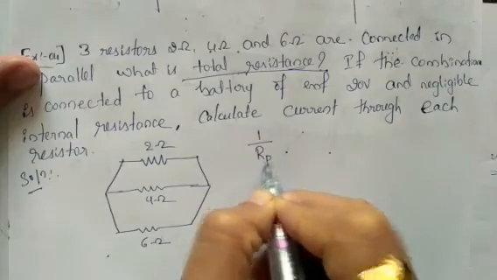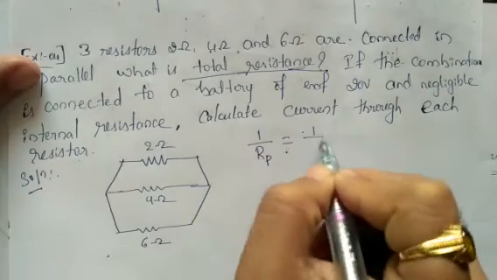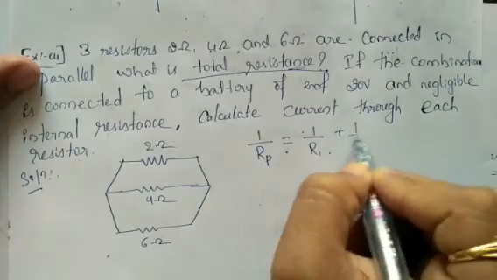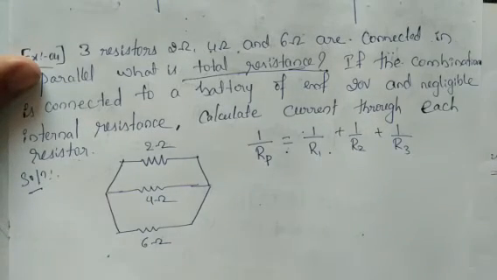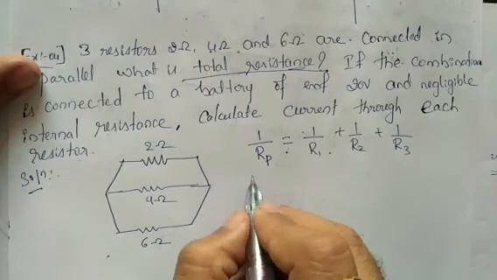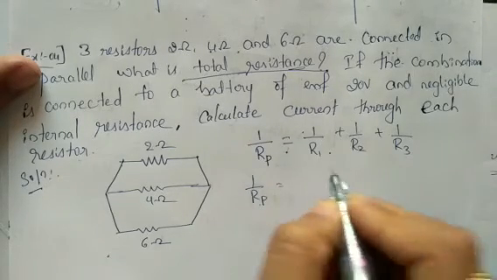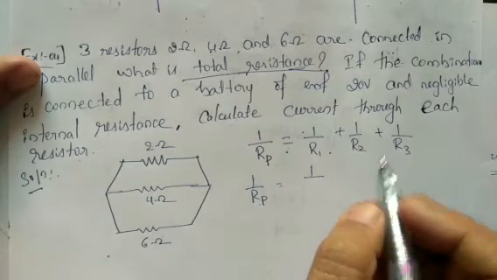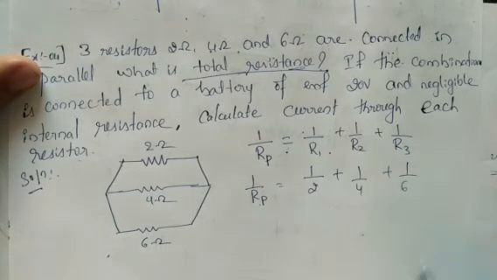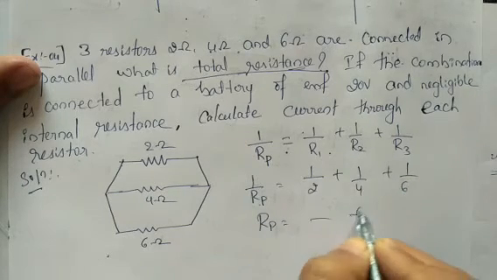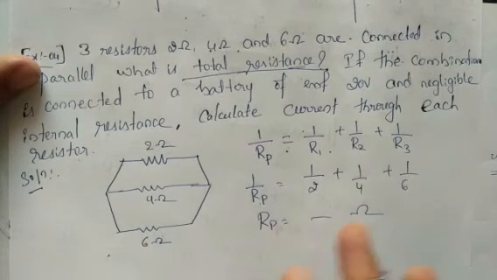The total resistance is given by 1 by Rp equals 1 by R1 plus 1 by R2 plus 1 by R3. If we substitute, 1 by Rp is 1 by 2 plus 1 by 4 plus 1 by 6. Just we will calculate in terms of ohms.